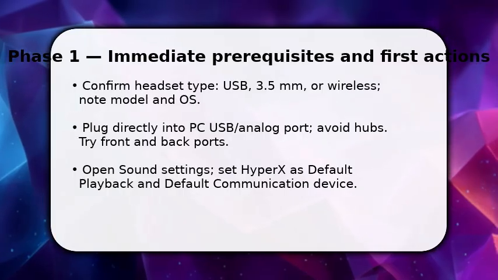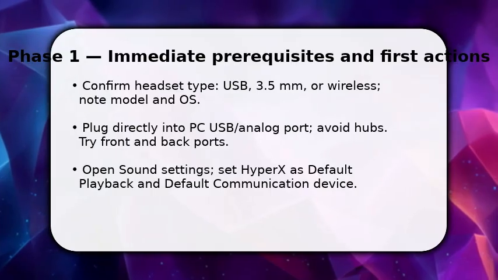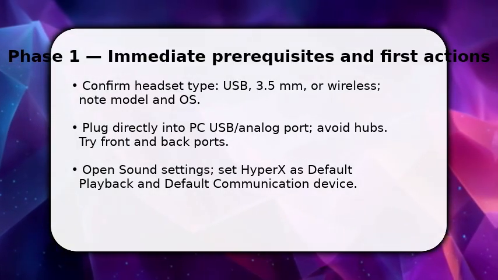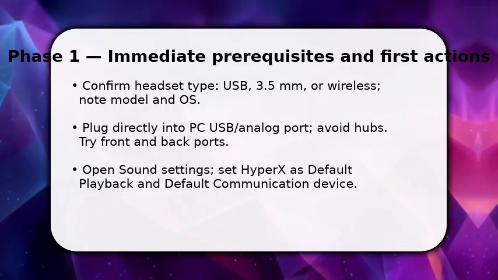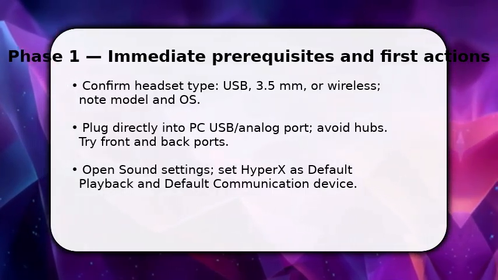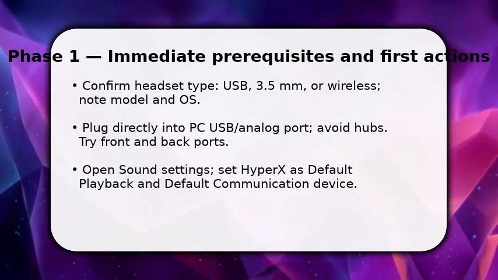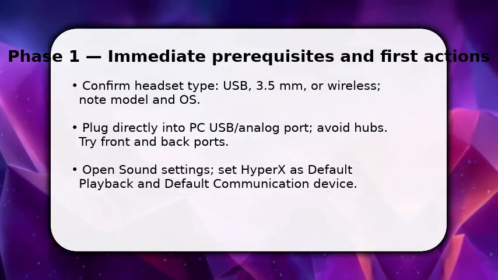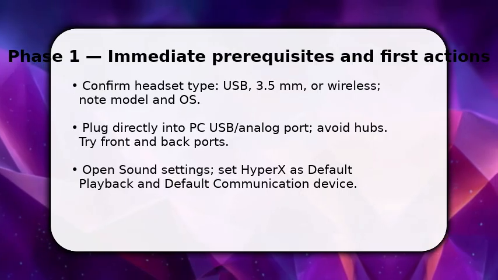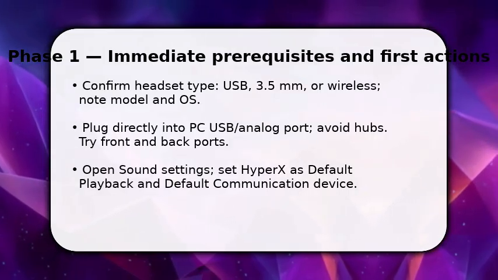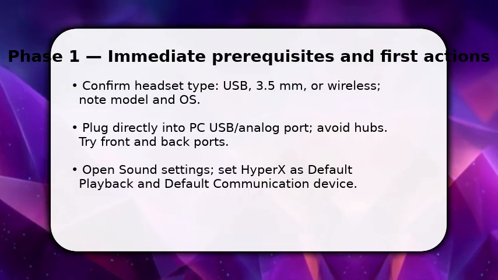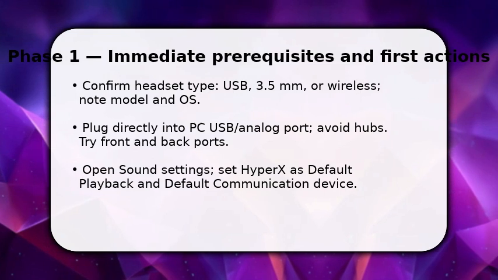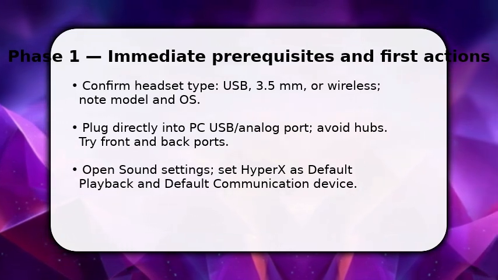You start by identifying the headset type and plugging it directly into the computer. Once connected, open Windows Sound Settings and set the HyperX as both default playback and default communication device so audio routes correctly. Make sure volume levels are up and not muted in the app or system tray. If your headset uses a dongle, verify the dongle is fully seated and charged. These initial checks eliminate routing and connection issues before deeper fixes.